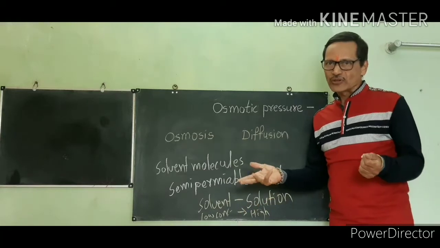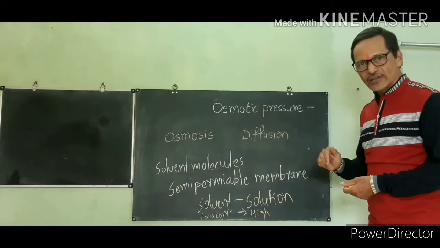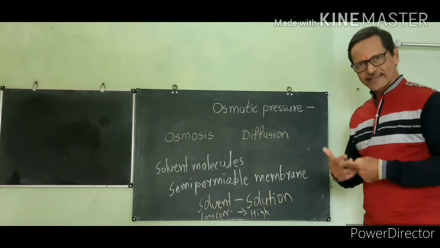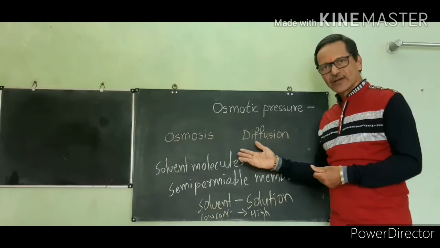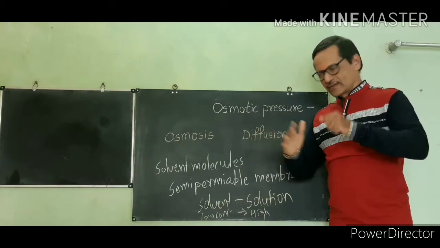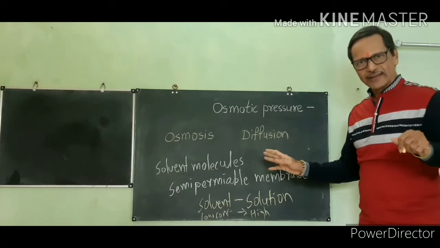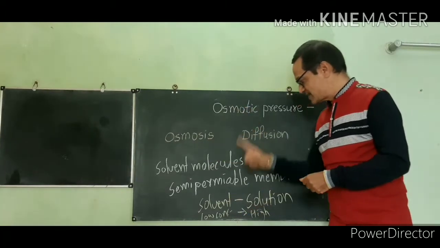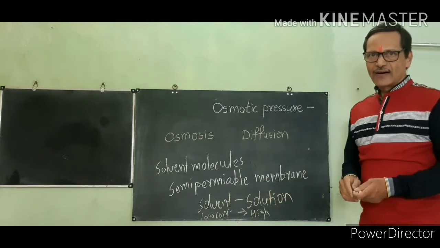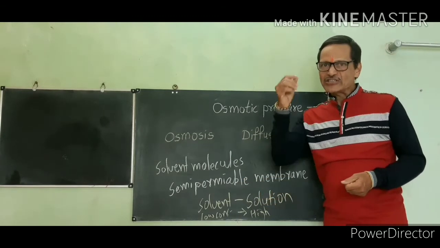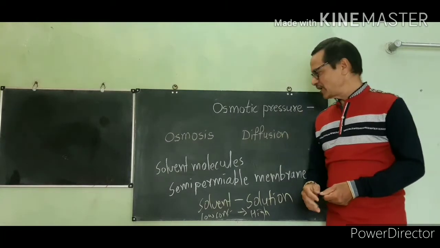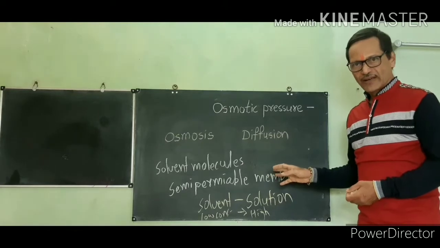Now diffusion is also there. What is diffusion? Diffusion is the mixing of two liquids or two gases. In diffusion, solute and solvent molecules both are mixed. There is no semi-permeable membrane. But in osmosis, a semi-permeable membrane is required. Another thing, osmosis can be stopped anywhere, but diffusion cannot be stopped.